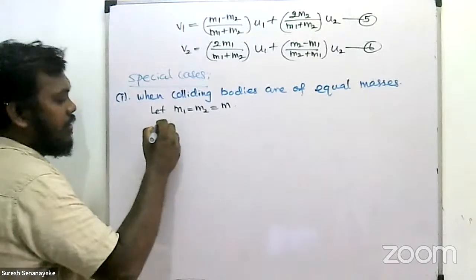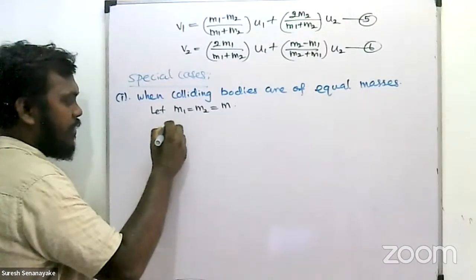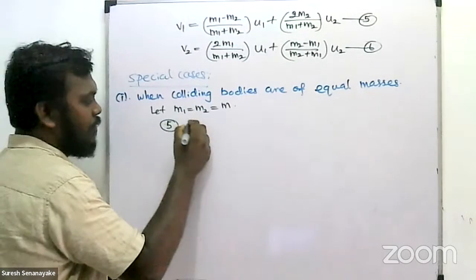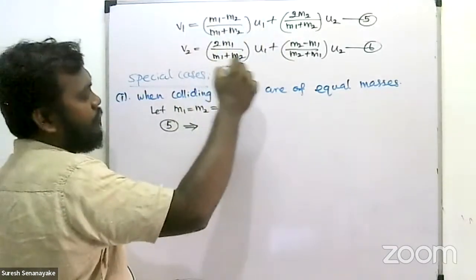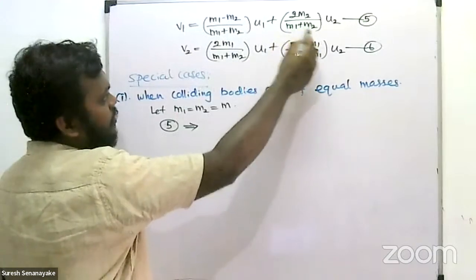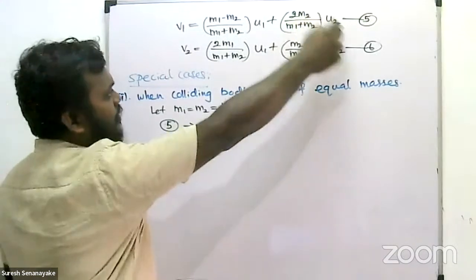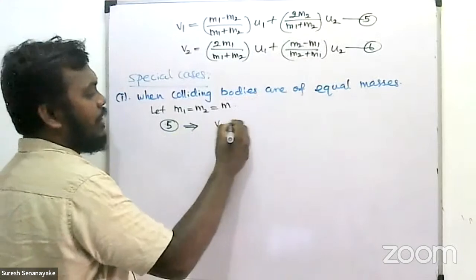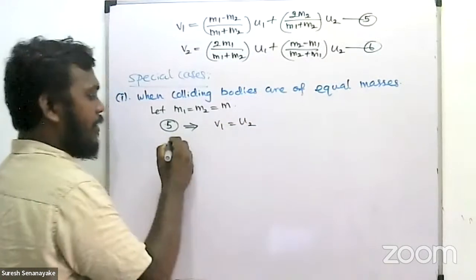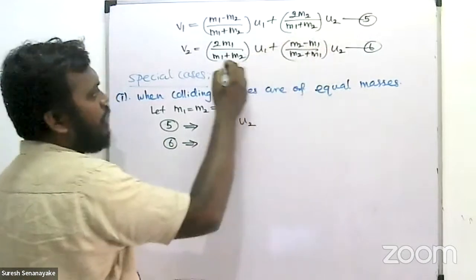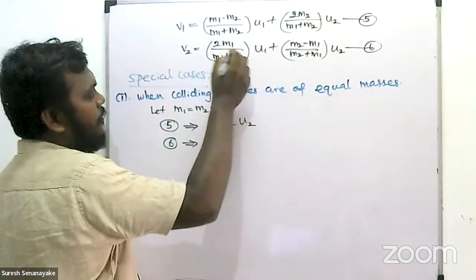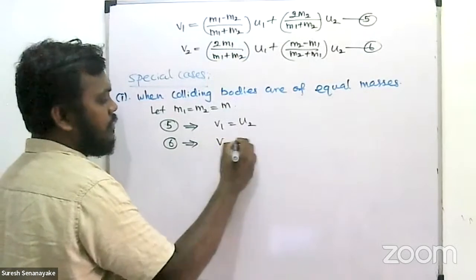Then from equation number 5, if m1 equals m2, this part becomes 0. This is 2m, this is 2m, 2m and 2m cancel, then u2. So v1 equals u2 from equation 5, and from equation 6 you can write this part becomes 0 and this becomes 1. So then v2 equals u1.